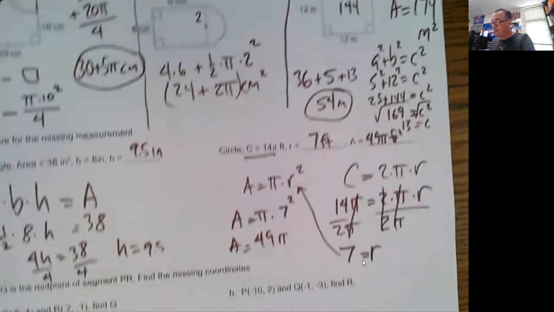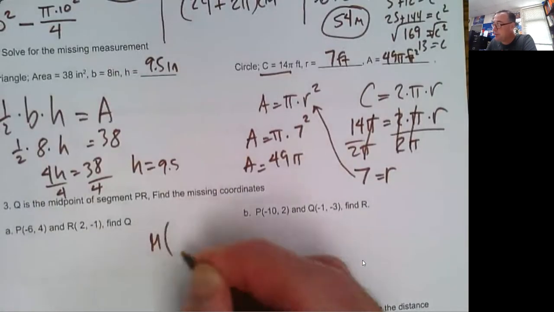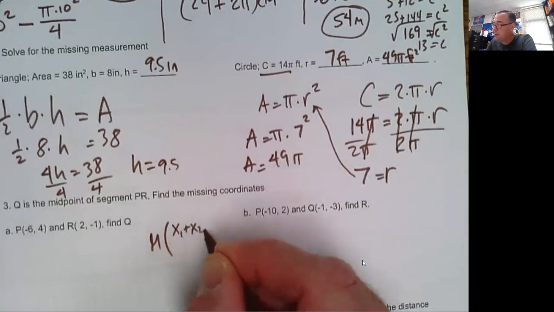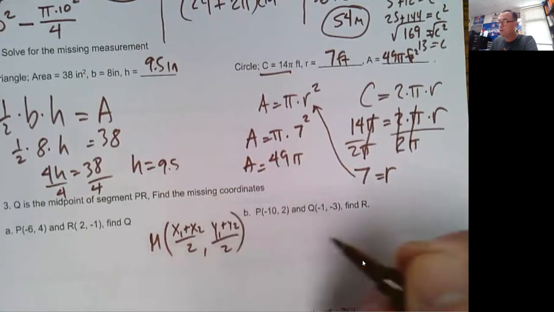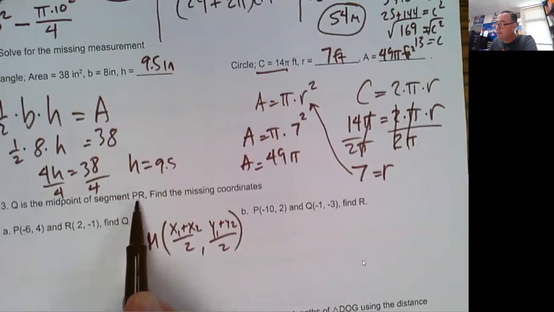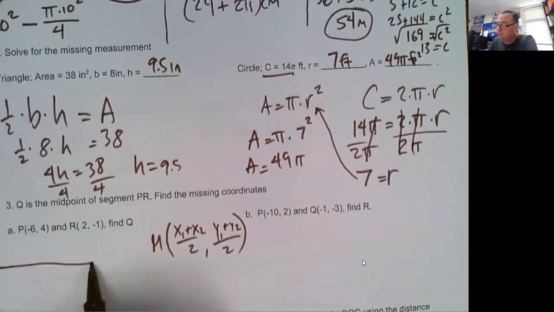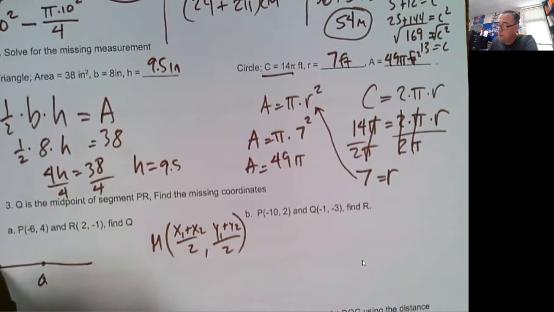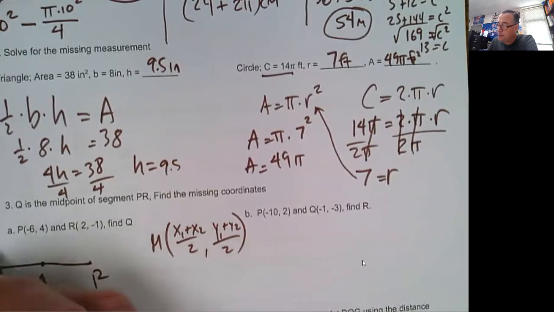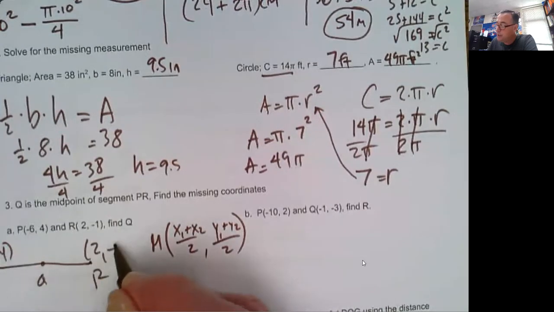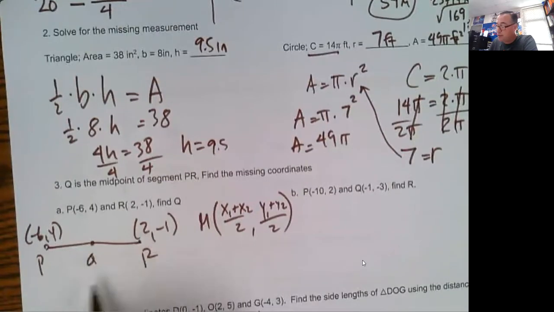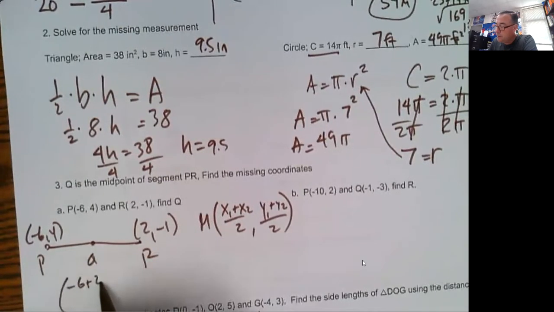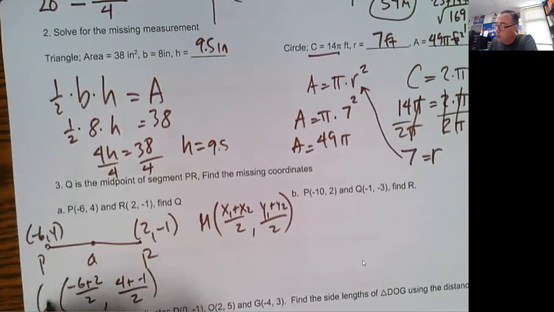Now, midpoint of the segment. Okay, so your midpoint is essentially, you take your 2 x's divided by 2, and then you take your 2 y's divided by 2. So midpoint of the segment PR. So I always draw it. So Q is the midpoint, P, R. So this is -6, 4. This is 2, -1. You're trying to find the number in the middle. So -6 plus 2 divided by 2, and 4 plus -1 divided by 2. That's going to be our Q here.